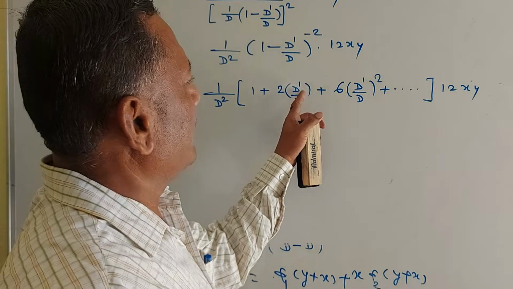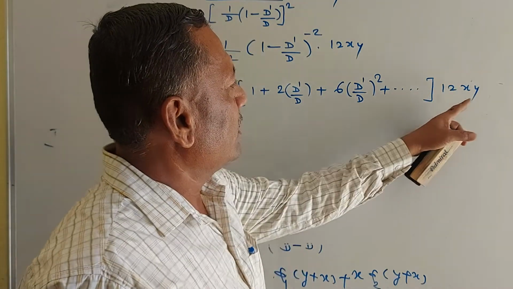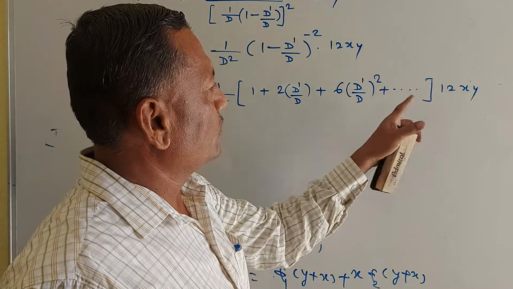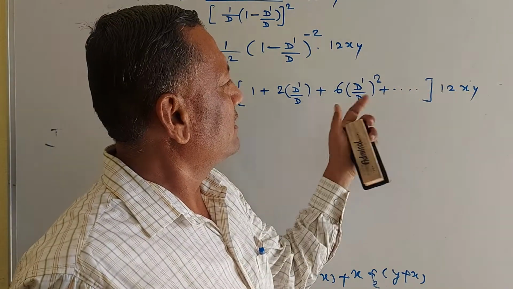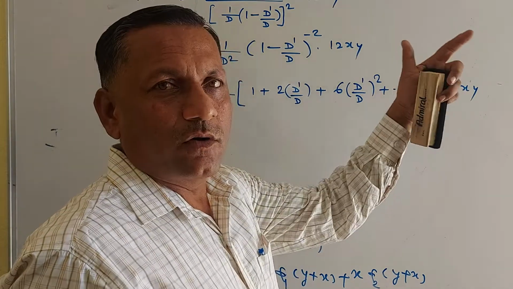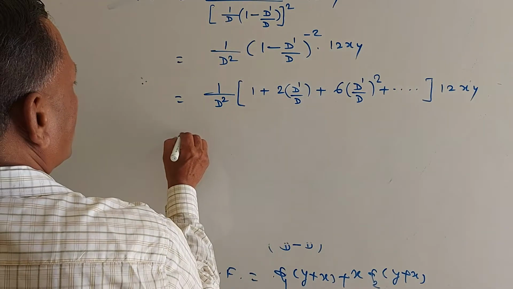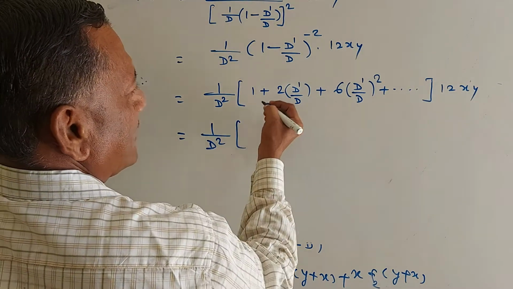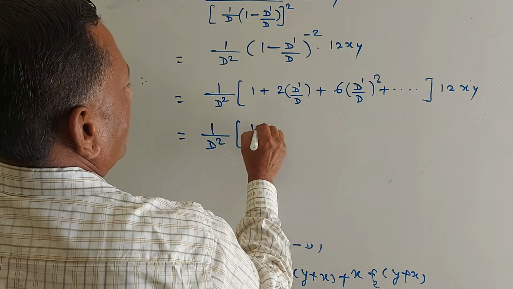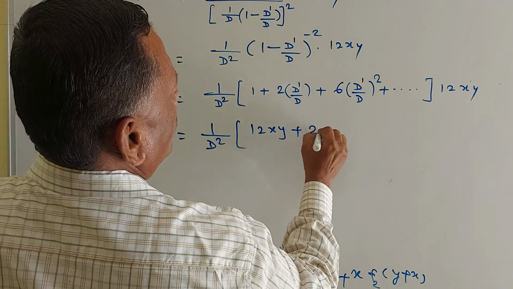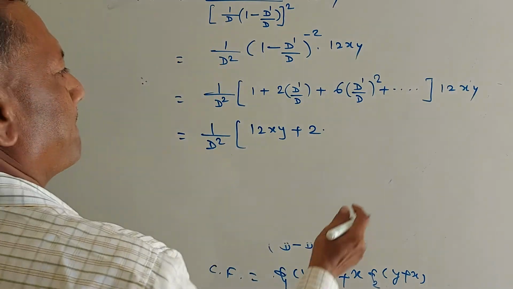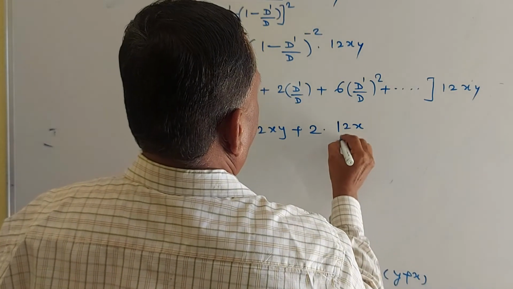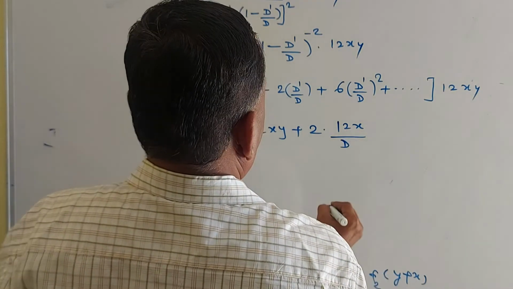D dash means derivative with respect to y. Here there is only one y. Derivative of y with respect to y is 1, and the second derivative is 0, means D dash square becomes 0, so higher powers become 0. So it is equal to 1 upon D square, here you simplify: 12xy plus 2 into derivative with respect to y, means 12x upon D.